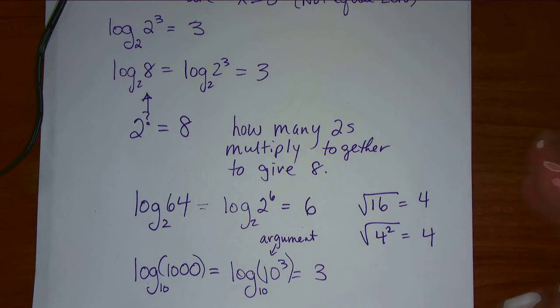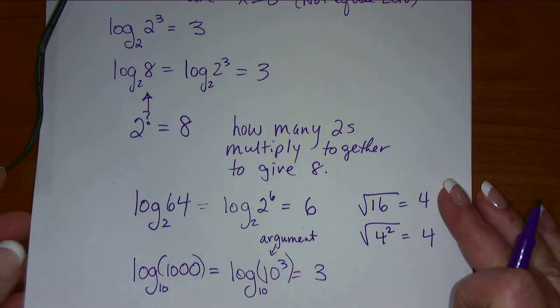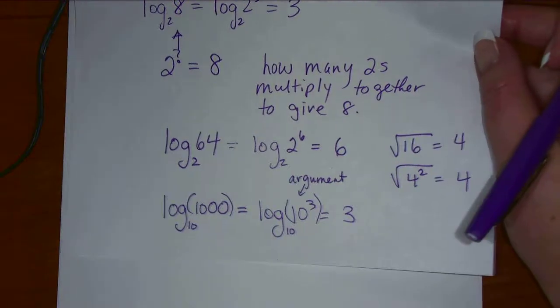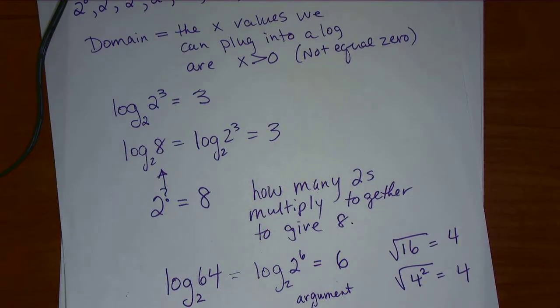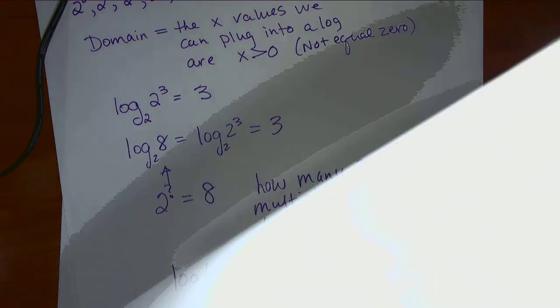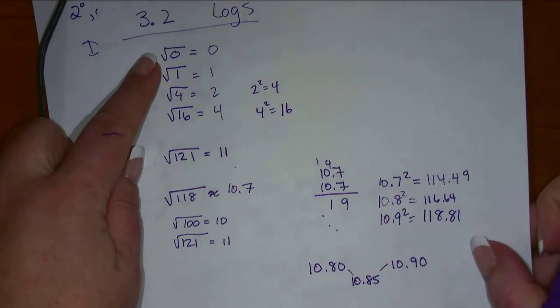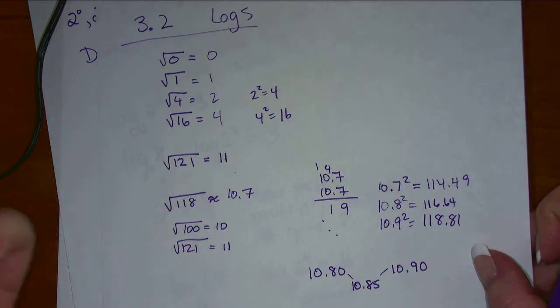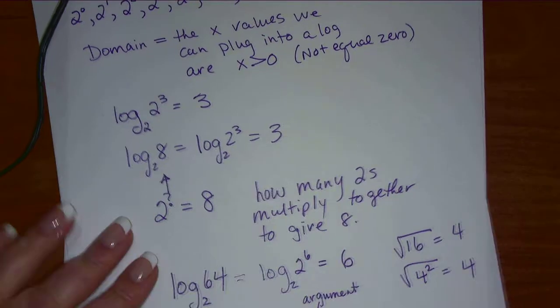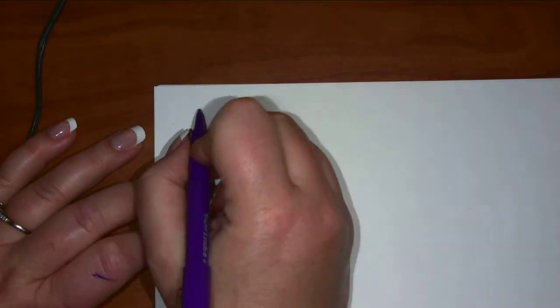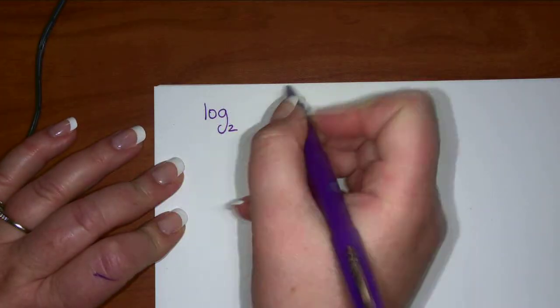Okay, so let's just write a little list of some logs. Do you see I wrote a little list of square roots here? Let's do the same thing with a few logs, just to show you how they work. So if we had log base 2, first of all, log base 2 of 1.